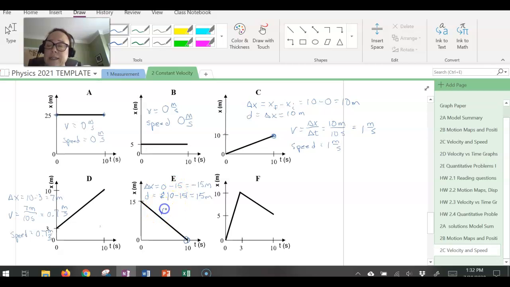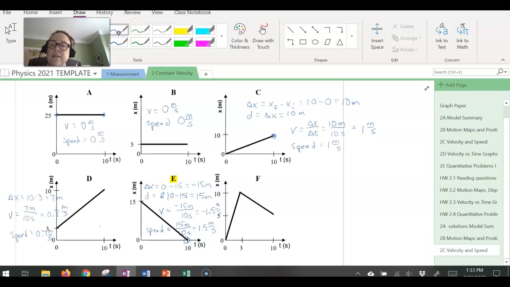So the velocity is the displacement, which is negative 15 meters, moved in 10 seconds. So it's a negative 1.5 meters per second. But the speed is the distance over the elapsed time. So that's going to be positive, a positive 1.5 meters per second. So here we do start to see some differences between velocity and speed.